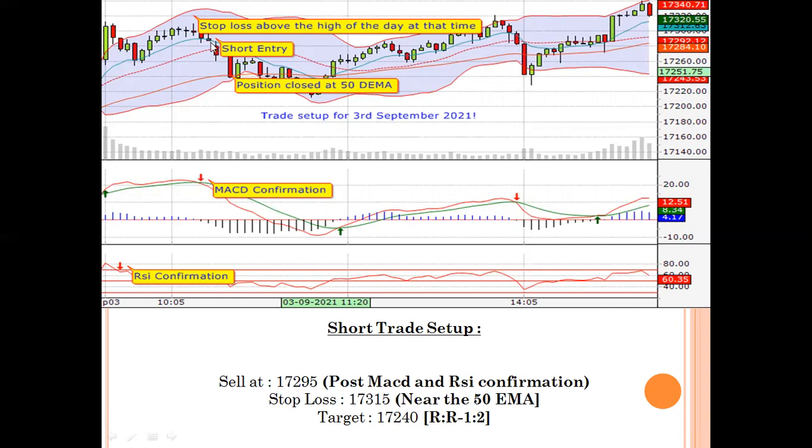One of them is here, initiate a short here, as it has been mentioned, short entry here, and stop loss is above. My 50-day MA is here. So once I did that, if you see, my sell was at 17,295, stop loss 17,350, which is a 20-point stop loss.